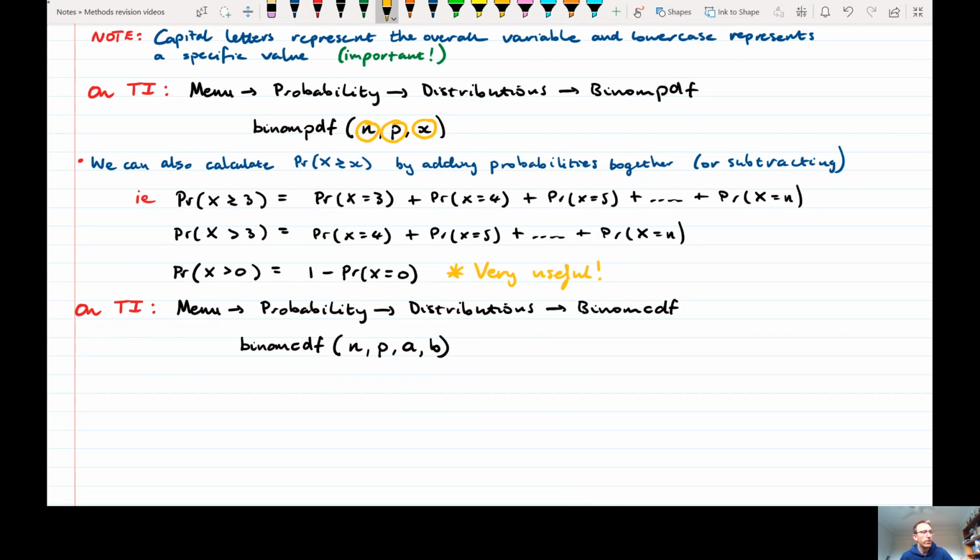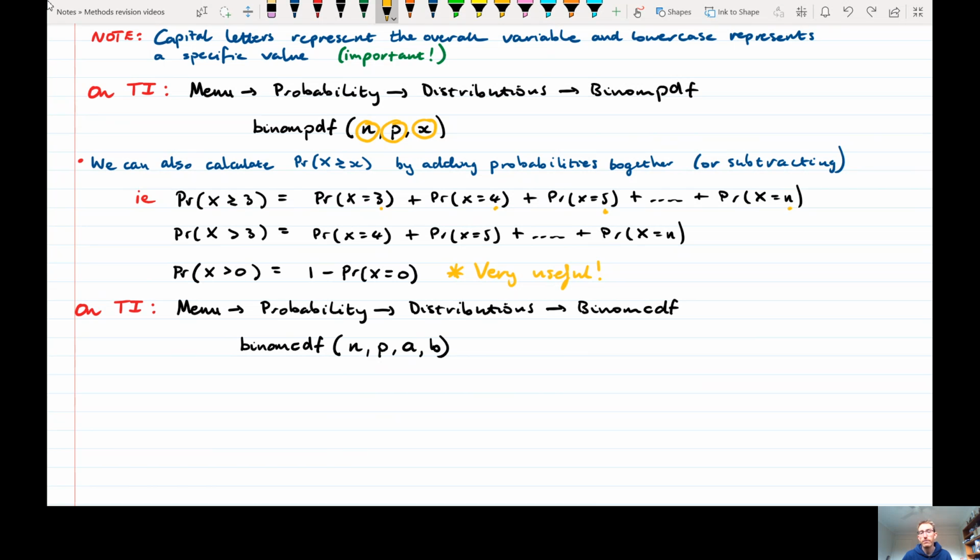So if I want to find the probability of X being greater than or equal to 3, you would add the probability of getting 3 successes, 4 successes, 5 successes, all the way up to the number of trials. If we had 7 trials, it'd be up to the probability of X equals 7. It would go up to however many trials we have. If it was just bigger than 3, it'd be the same thing, except you don't include the 3. You would get rid of that one for bigger than 3.